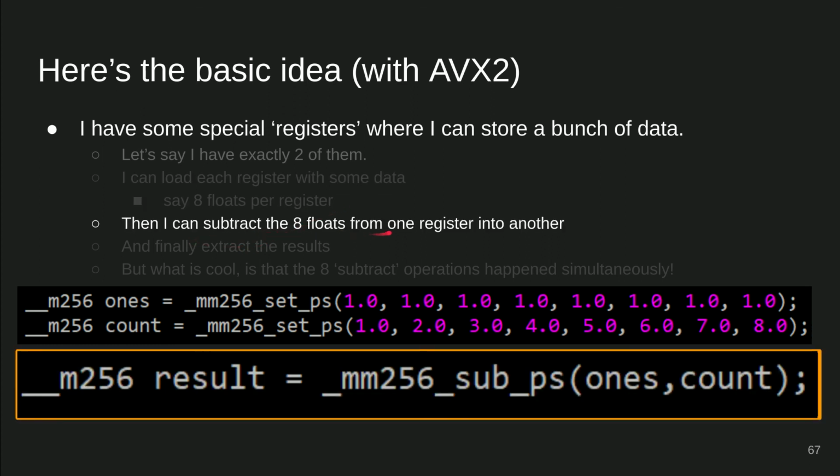Then I can subtract all the 8 floats from one register in another, right? It's the same operation. I'm just doing 1 at a time here. So I'm doing these 2, and then these 2, and then these 2, and then these 2, and then these 2. And this just happens in one cycle here. Okay, I'm applying this same instruction, this subtraction, to each of the independent sets of bits here, every 32 bits. Okay, that's the single instruction sub on multiple pieces of data here.